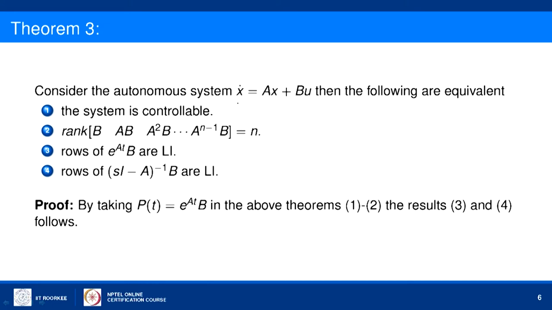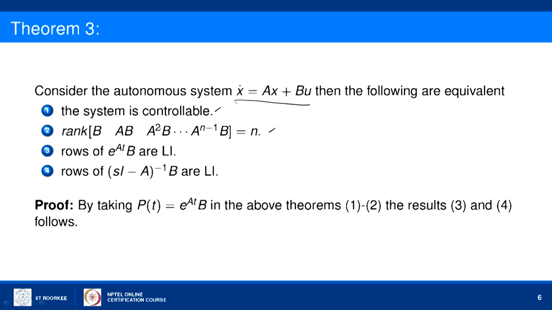Consider the system x dot equal to Ax plus Bu, where A is an n cross n matrix and B is an n cross m matrix. Then the following four statements are equivalent. The first is that the system is controllable, and the second is that the rank of [B, AB, A squared B, ..., A^(n-1) B] equals n. This we have already proved; the equivalence of 1 and 2 has already been proved.